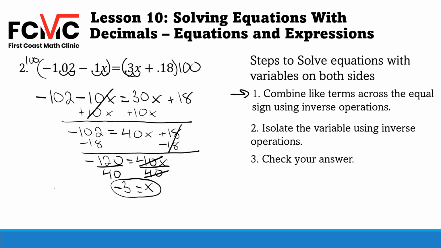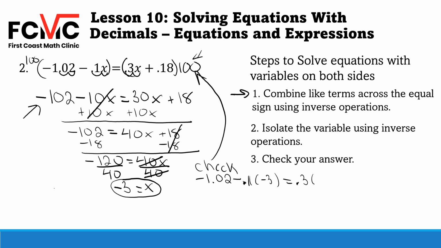So let's check this. And for our check, I'm going to put this back into the original equation. I'm not going to use the equation that we got after multiplying by 100, because if we made a mistake at that first step, I'm not going to catch the mistake. So I want to put it back in the original equation. So we've got -1.02 minus 0.1 times -3 equals 0.3 times -3 plus 0.18.